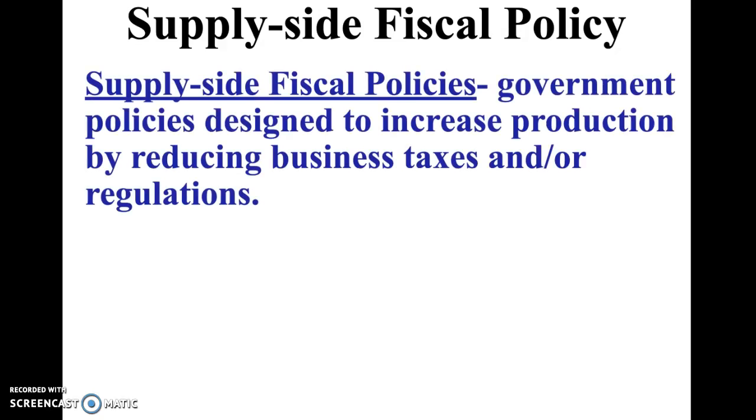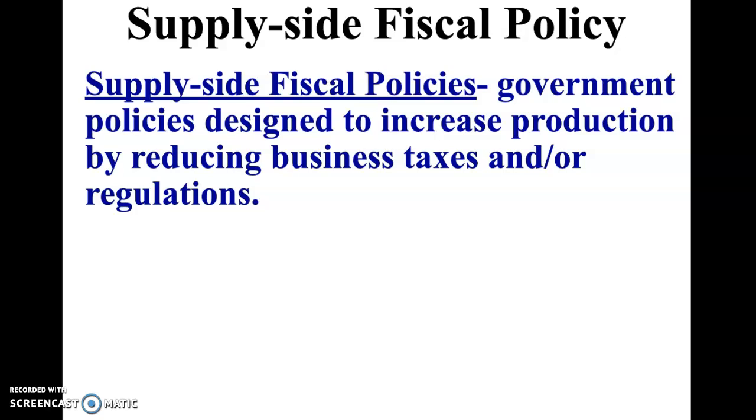So supply-side fiscal policy is basically government policies designed to increase production by reducing business taxes and/or regulations. Taxes are what the government charges businesses for doing business. The more taxes they have to pay, the less profit they have, which means less production. That's the theory. A regulation is a rule that a business has to follow, and a lot of times that rule also takes away from production as those regulations are put in.